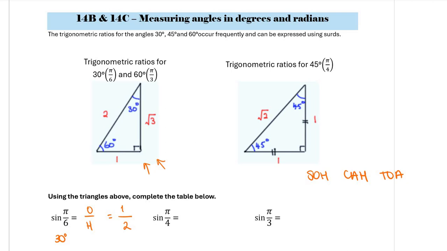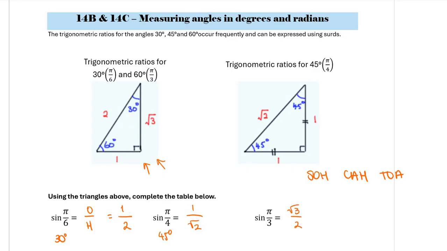Okay, sine pi on 4 I always find easier to remember because it's the same as cosine. But the opposite to pi on 4 being 45 degrees is 1. And then our hypotenuse is root 2. Then for sine pi on 3, the opposite to the 60 degrees is root 3, and the hypotenuse is 2.